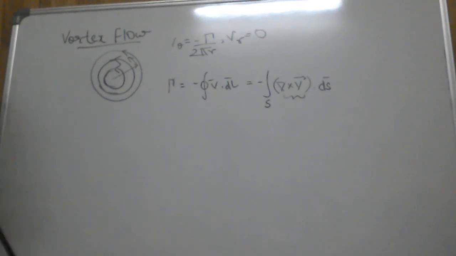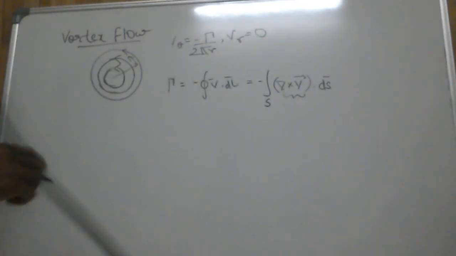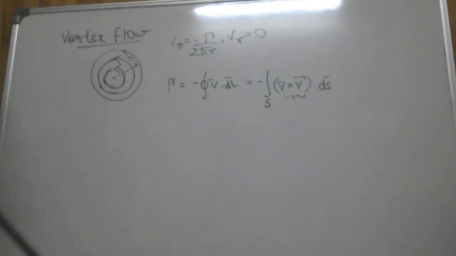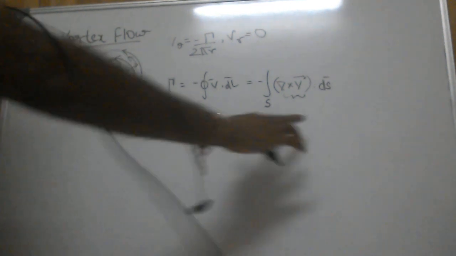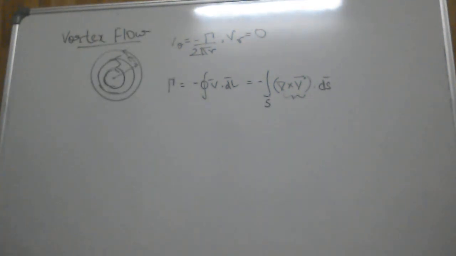And if you take the limit of the radius going to 0 and observe what happens to this quantity, you will realize that the curl will not be 0 at the origin, and therefore the vortex flow is irrotational everywhere except the origin. Now let's move on.